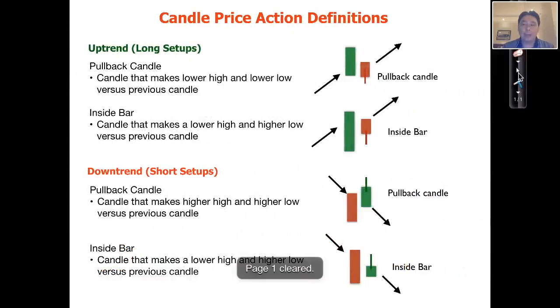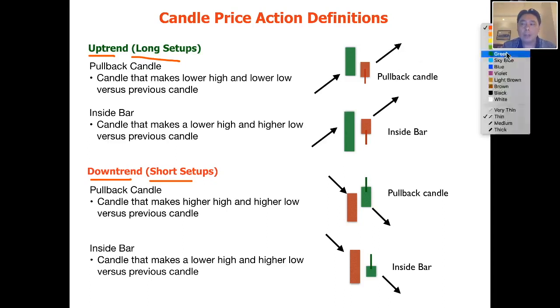Before we go into the actual strategy, you have to understand some candlestick price action definitions. So let's take a quick look. First of all, let's look at the context of an uptrend. In an uptrend, ideally we're going to go long, and of course in a downtrend, we're going to go short. So let's talk about going long first. Going long, recall, means we are buying. We are buying the currency pair, and we're going to sell at a higher price.